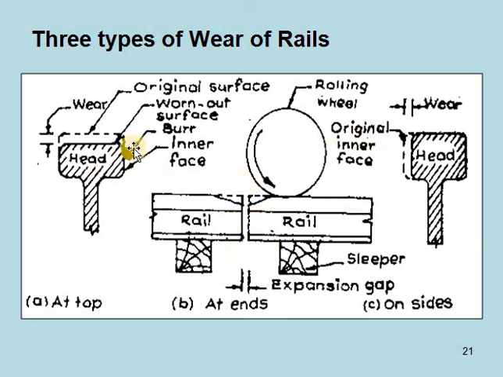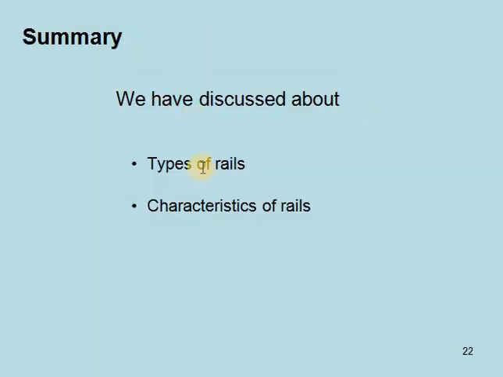So how can we measure these things? You can take the example of a new railway track measurement, and then a measurement of a railway track in use. Then you can know the experience of this wear of rails. Finally, in summary, today we have discussed types of rails and characteristics of rails.